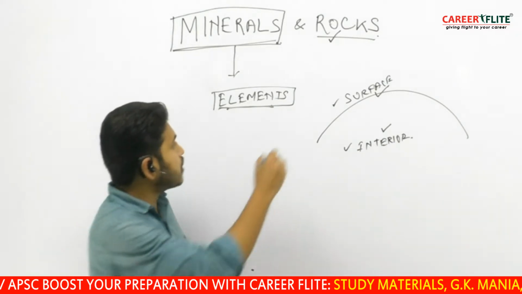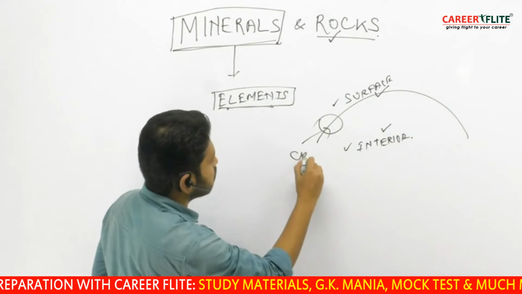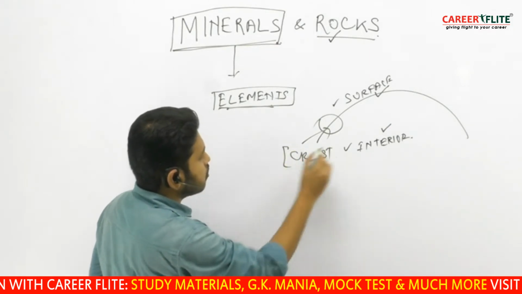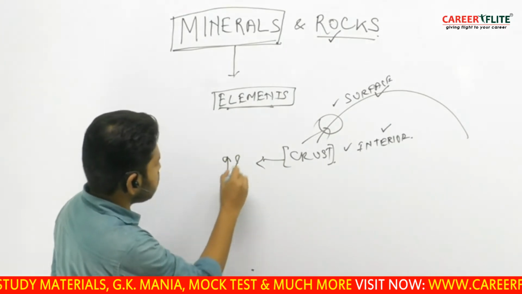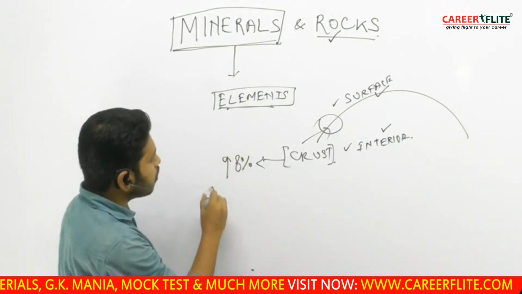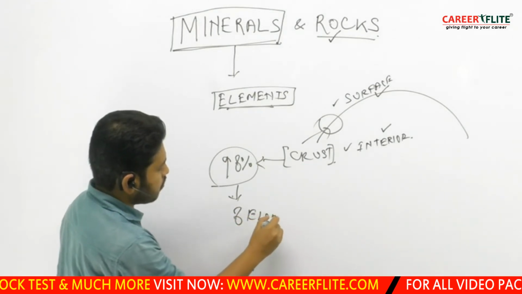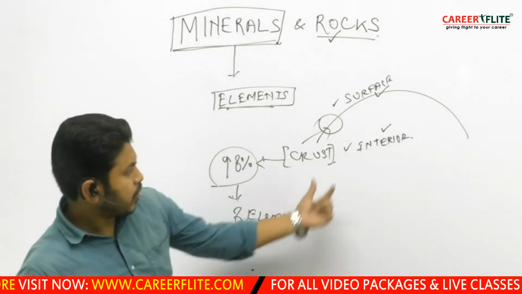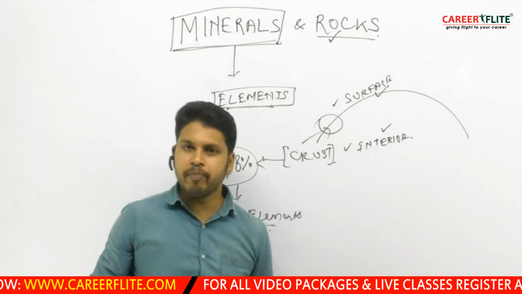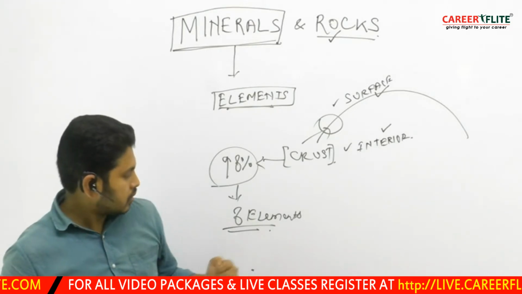Around 98% of the earth crust is made up of only 8 elements. It is made up of only 8 elements. And we'll see what the elements are.